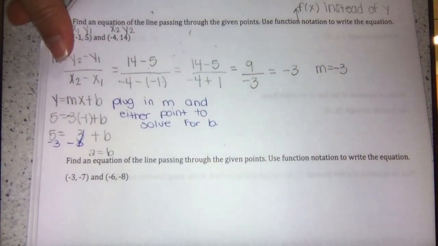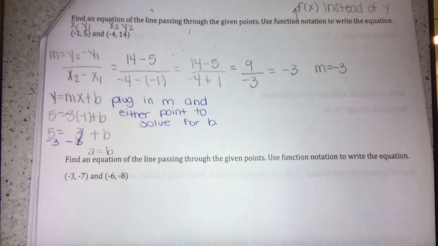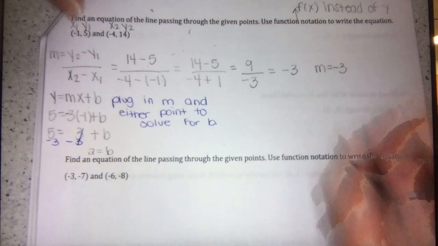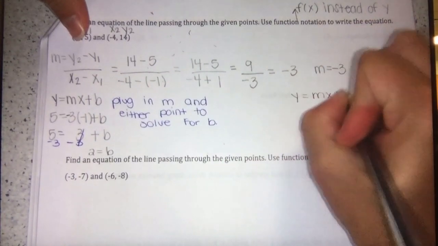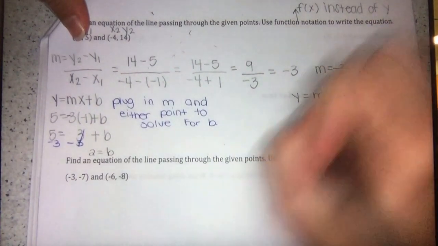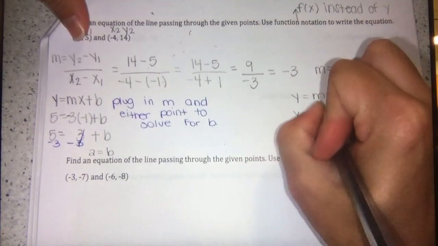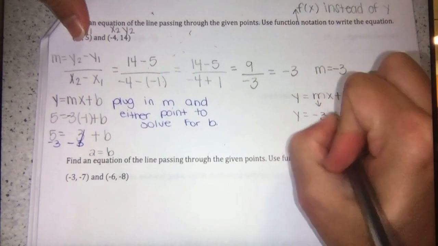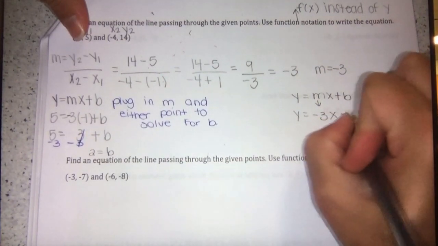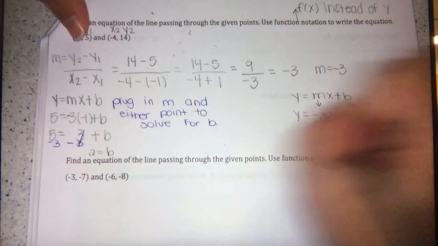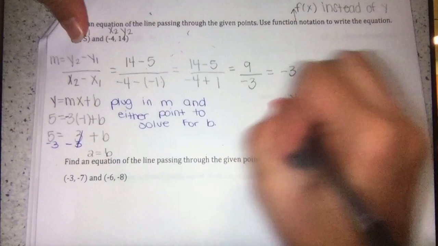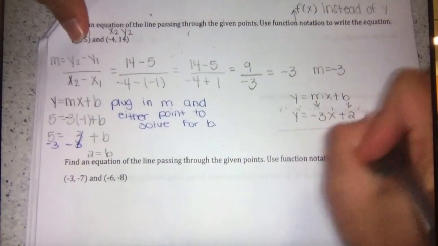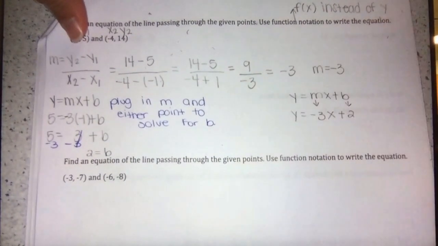2 equals b. So we got everything we needed. We got our m value, we got our b value. So plugging this in to y equals mx plus b, y equals our m value, negative 3x, plus our b value, positive 2. So boom, our final answer is not this. Close. Y equals negative 3x plus 2.